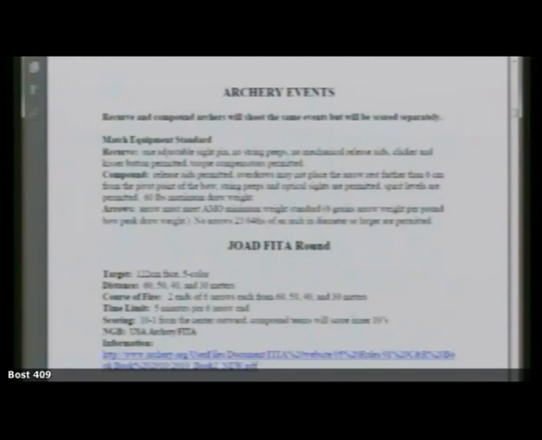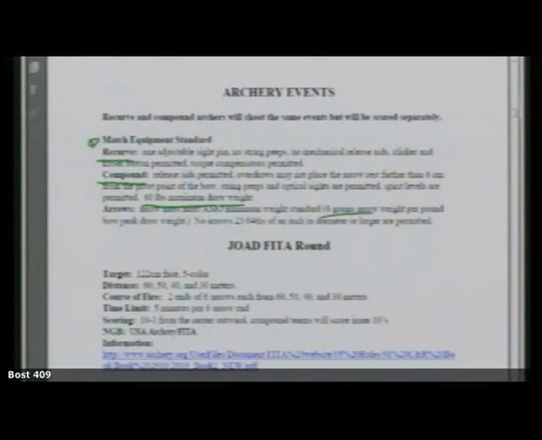When we look, for instance, within the archery event, we have the match equipment standard. One is for recurve, one is for compound. Recurve incorporates anything from long bows or some primitive bow, including recurve. And compound would be anything with wheels and such as that. Again, we go back to 60 pounds draw weight. Each bow will be checked with a scale along with the 6 grains arrow weight per pound for bow peak draw weight.